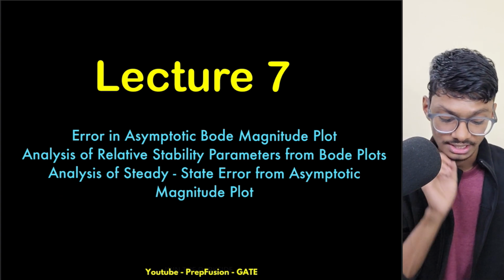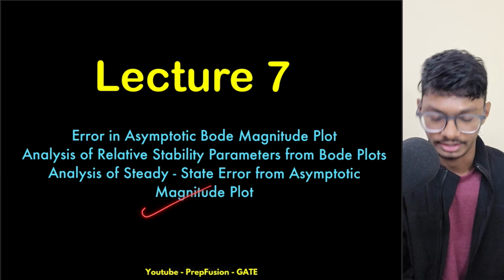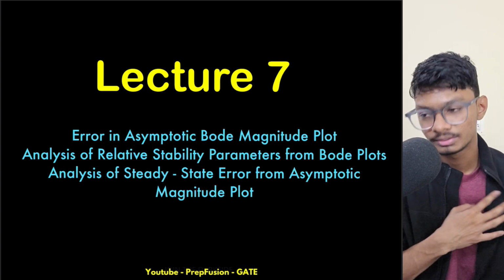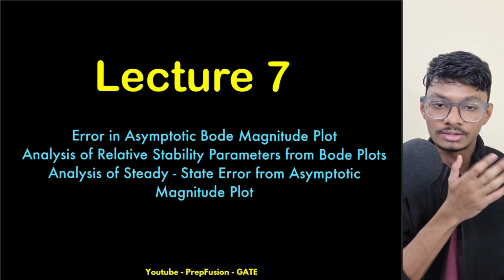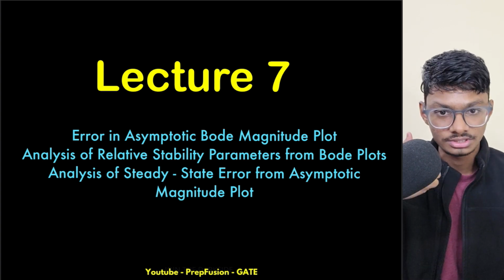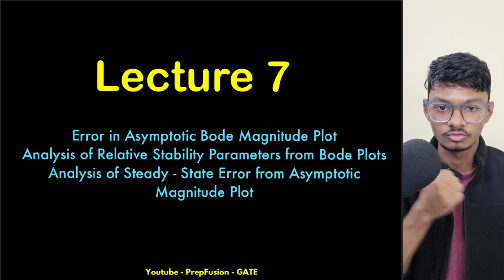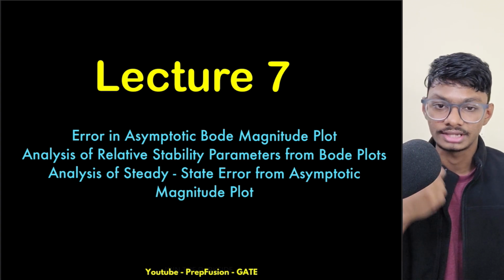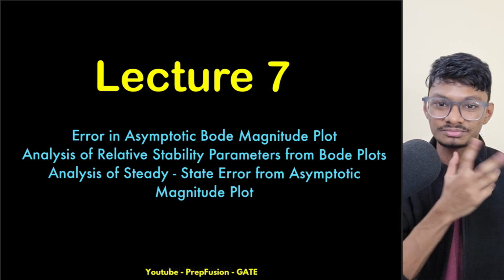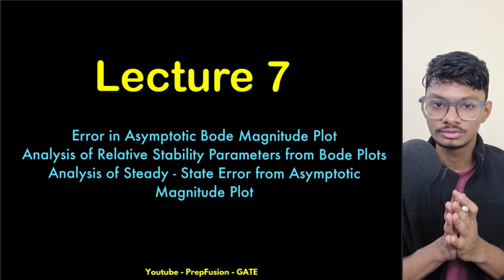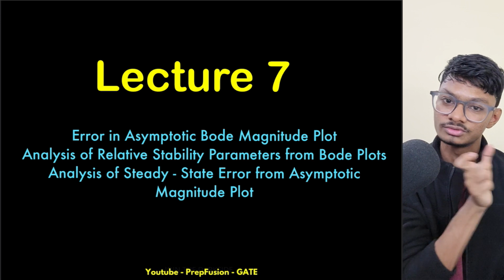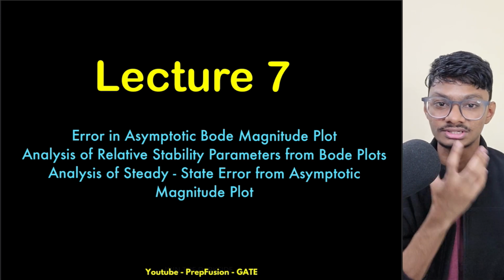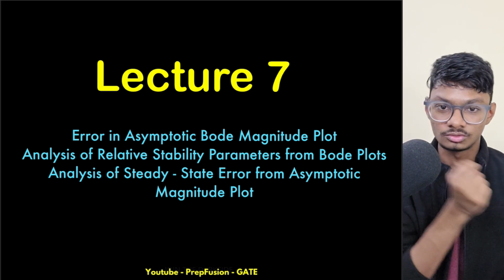Then, analysis of steady state error from the asymptotic magnitude plot. Okay, this one also we'll do. What I also have to do is teach you the different error coefficients: the position error coefficient, the acceleration error coefficient, and the velocity error coefficient. These three coefficients. But to be honest, you can simply solve it with the basics. You don't need to remember these three coefficients. Just solve using the basic meaning of the steady state error, and you will get to your answer. Don't need to remember all this.